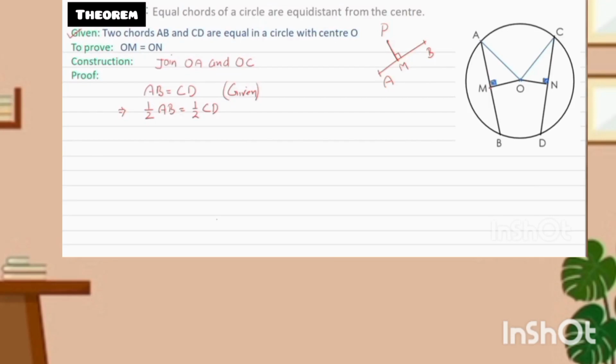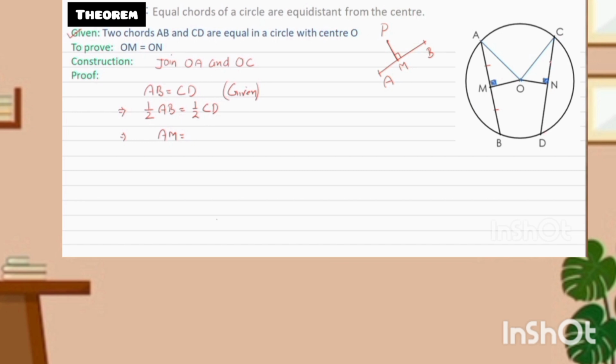...into equal halves. So if AB is equal to CD, then half of AB is also equal to half of CD. Is that concept very clear? Okay. So AM will be equal to MB because the chord AB is cut into equal halves by the perpendicular OM, isn't it? So we can say that half of AB, that is equal to AM, will be equal to, what is half of CD?